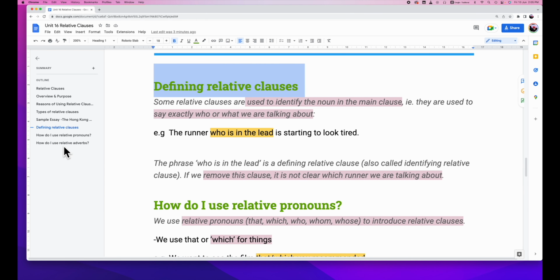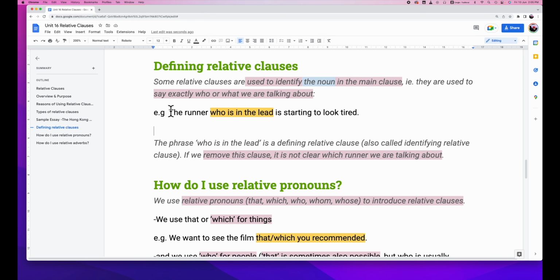Defining relative clauses. Some relative clauses are used to identify a noun in the main clause, like this. They are used to say exactly what or who we are talking about. Example: the runner, what runner, who is in the lead, is starting to look tired. Without this part, who is in the lead, it is not clear which runner we are talking about. So this phrase, who is in the lead, is a defining relative clause. Some people also call it an identifying relative clause.